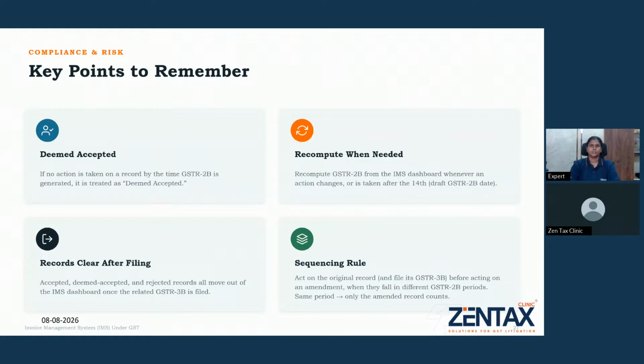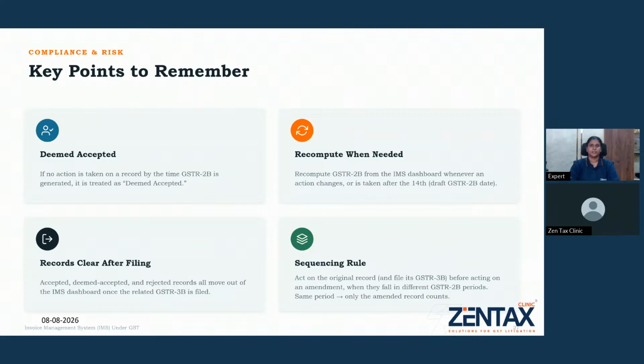There is an option in the IMS dashboard where we can recompute GSTR 2B whenever an action changes or if it is taken after the 14th of that month. Next, accepted, deemed accepted and rejected records all move out of the dashboard once we have filed the GSTR 3B return.